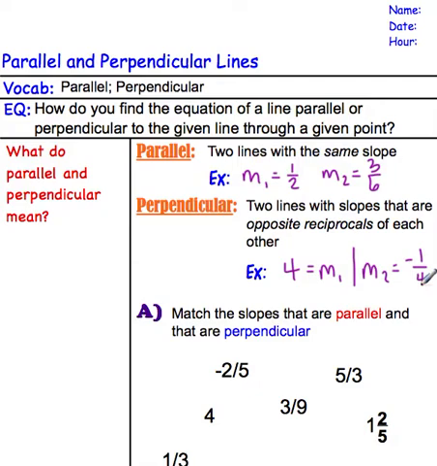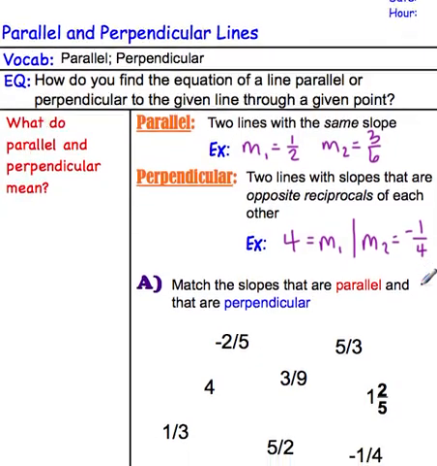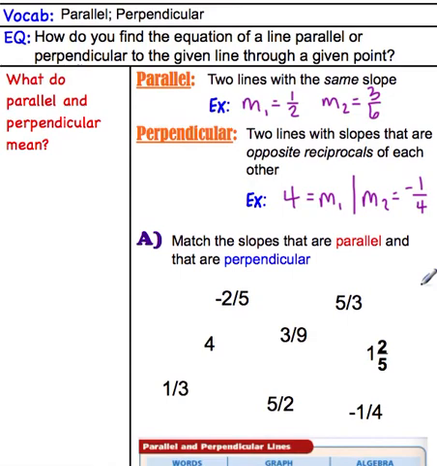Now, if we had to match the slopes that are parallel and those that are perpendicular, let's first start with those that are parallel. I'm going to mark them in red. I see that parallel slopes here that we have, 1/3 and 3/9, are going to be parallel slopes because 3/9 simplifies to 1/3. And in looking here, those are the only two that I see that are parallel.